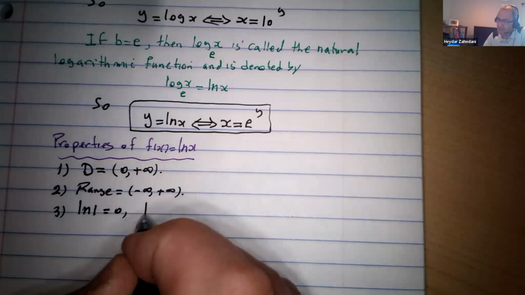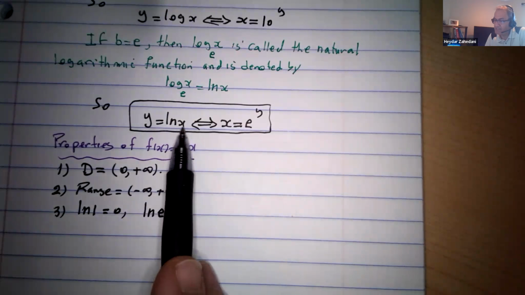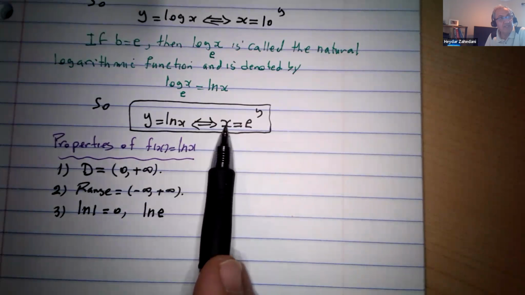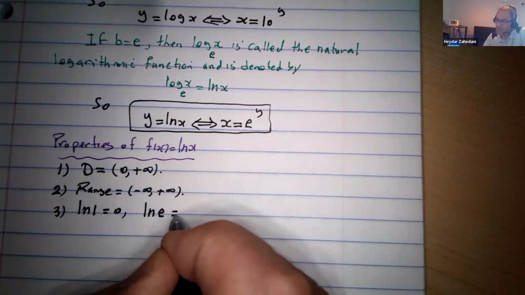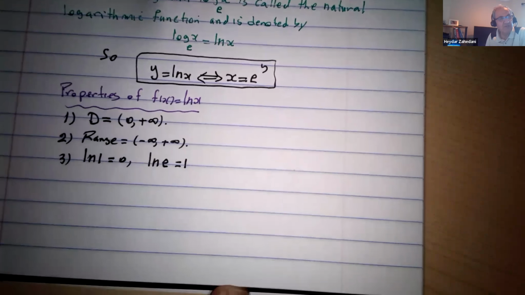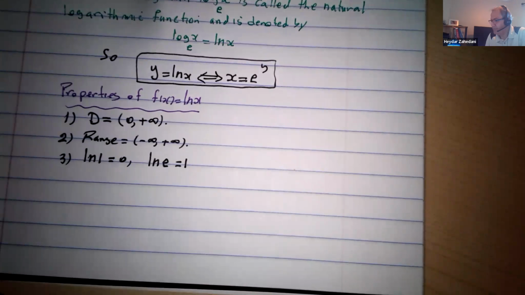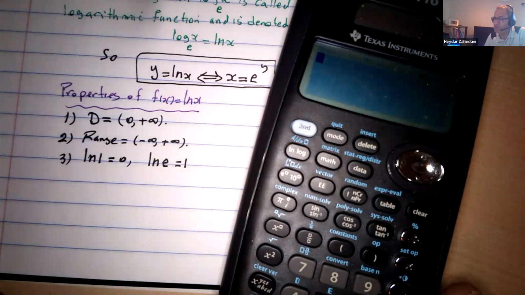And the other one is ln of e. So x is e. So e to the what power is going to be equal to e to the 1? Again, you can use your calculator. Anything else, your calculator. But these two are going to be famous, and we're going to use them from time to time. If you want to find ln 2, just use your calculator to get it.